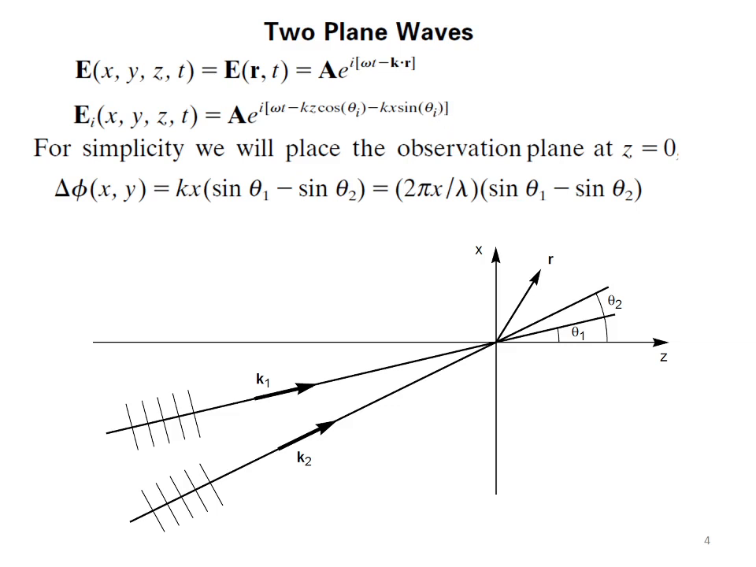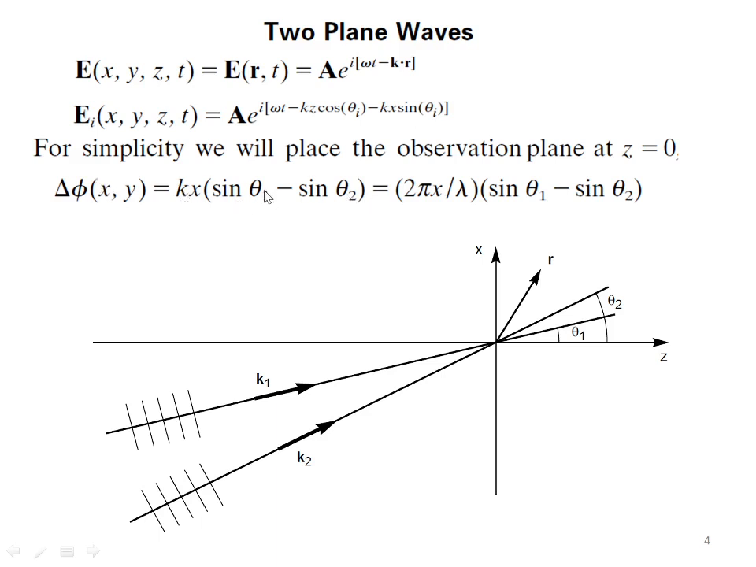Now what will be the difference in phase of the two electric fields which are interacting at any point on the screen which is located at z is equal to 0? The difference in phase will be, so iota omega t is common in both the E1 and E2. So that is not going to contribute to the phase, right? We are assuming that both the waves are of same frequency. Fine. In that case, the phase difference comes from these two terms, and that is equal to k into x sine theta 1 minus sine theta 2.